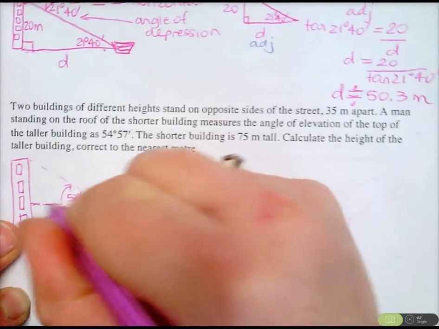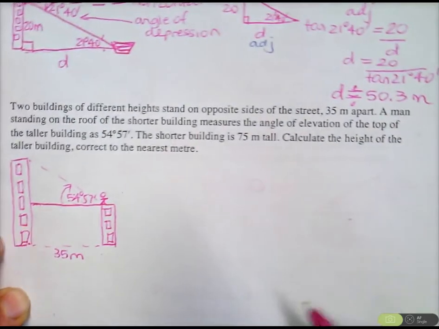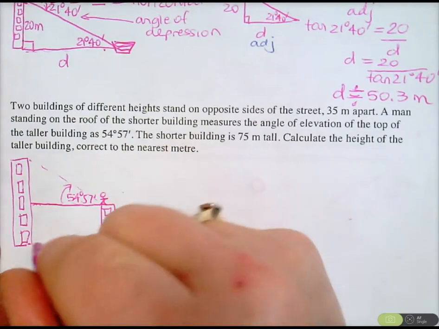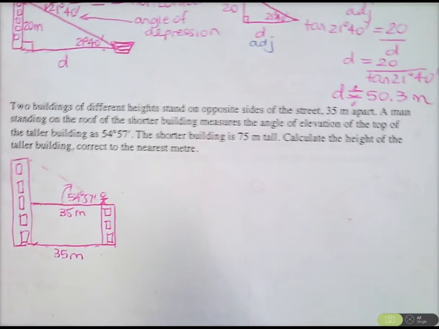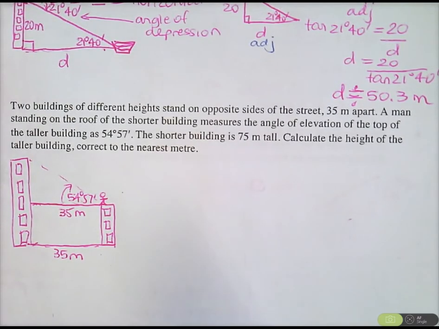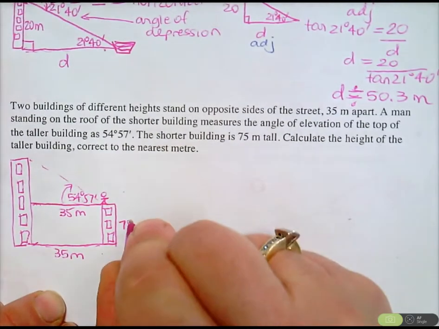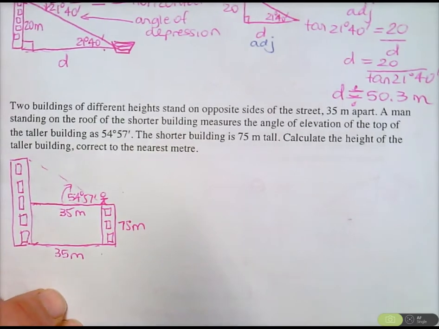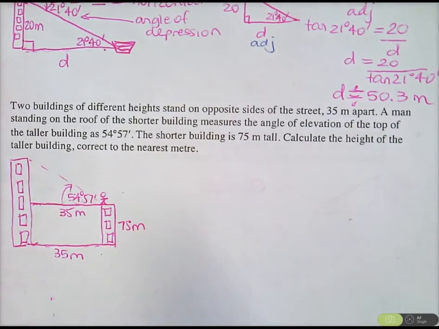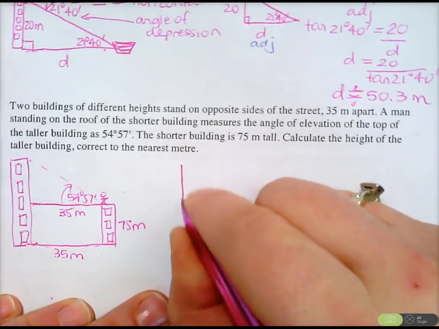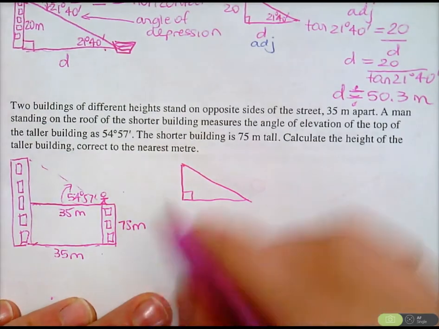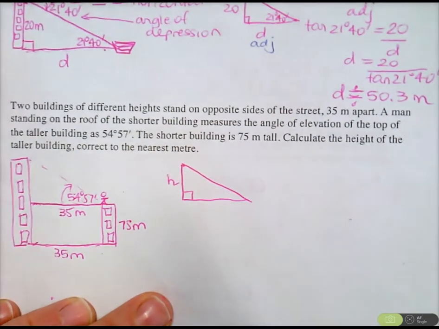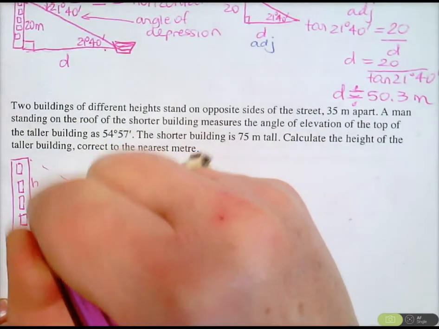So you need another new line here, a new horizontal up there. Now that's going to be 35 metres as well, that distance. So he looks up 54 degrees 57 minutes. The shorter building is 75 metres tall. Calculate the height of the taller building. So I'm going to draw a separate right-angled triangle. You're actually not going to get the height of the building here, but you can work out this h there. You can work out this extra bit.